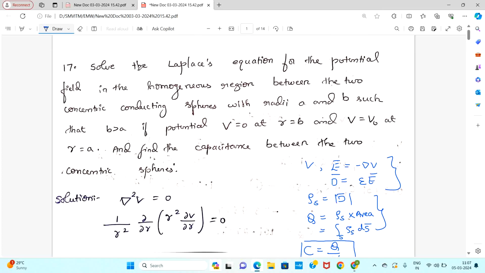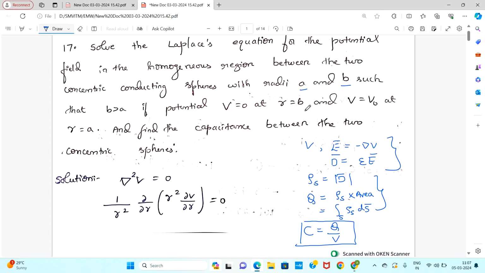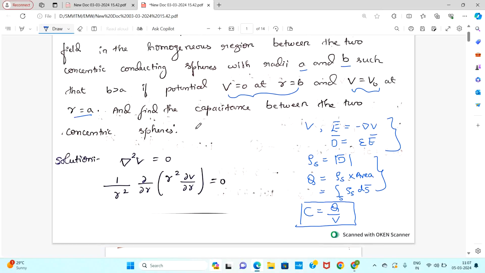The question given is: solve the Laplace equation for the potential field in the homogeneous region between two concentric conducting spheres with radii of A and B. The inner conductor is radius A, outer conductor is radius B. The potential boundary conditions are given. One is the potential is 0 at R equal to B. Other one is V is equal to V naught at R equal to A. So two boundary conditions are there. The question is to find the capacitance between the two concentric spheres.